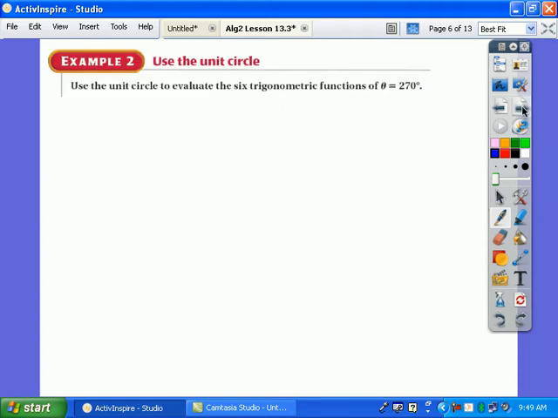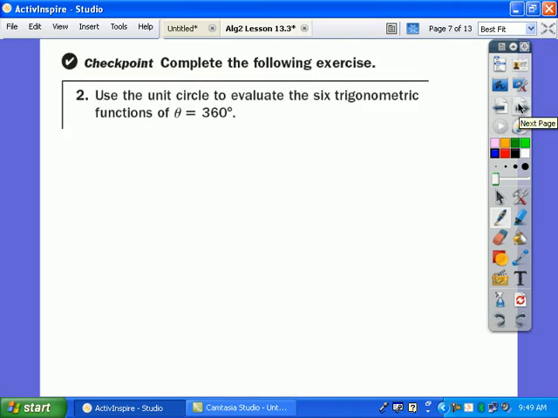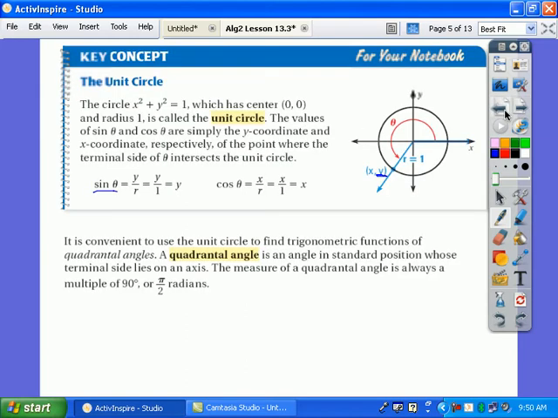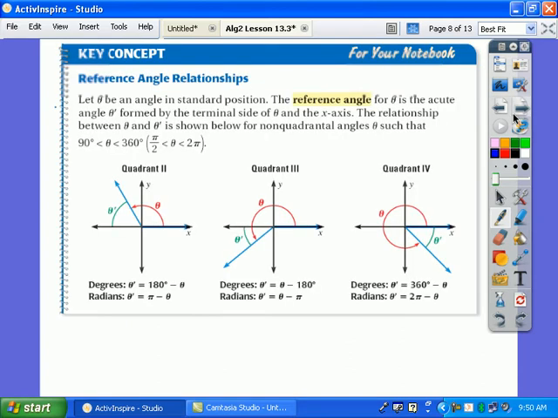We also looked at specific angles, theta of 270, theta of 360. And so these were those quadrantal angles, so angles that are multiples of 90 degrees. And they had some unique properties that we looked at yesterday. And so that brings us to this idea of a reference angle.